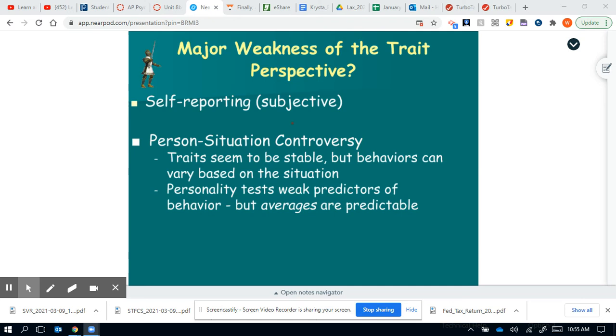Okay, we sometimes have a skewed view of ourselves. Yeah, a lot of times we lie as well.